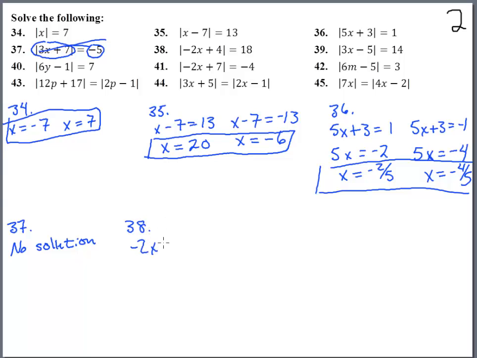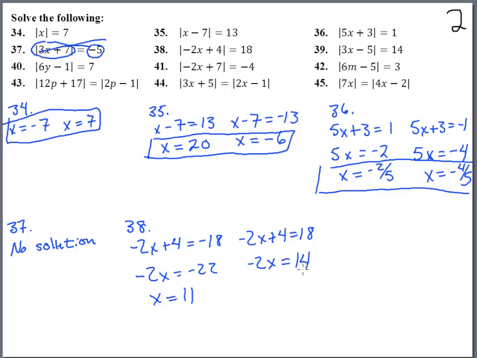Negative 2x plus 4 equals a negative 18. Negative 2x plus 4 equals a positive 18. Solve them individually. Subtract 4 and we get negative 2x equals a negative 22. X equals 11. Over here we get negative 2x, when we subtract 4, we get 14. Divide by a negative 2 and we get x equals a negative 7. And number 39.